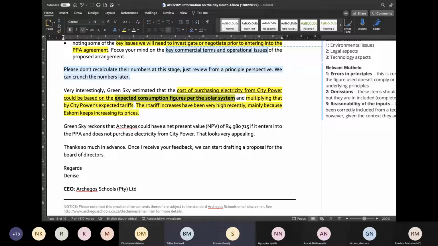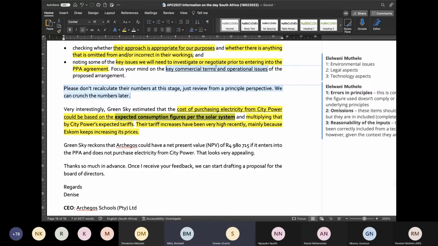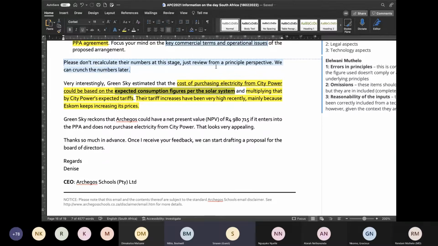I just want to get clarity on what you said previously on the load shedding. If I look at the first bullet point, they said we must check whether their approach is appropriate, and they've given us their workings. But now when I consider the operational implication on the load shedding, we can't quantify that. So how does it get in here when we can't quantify that?